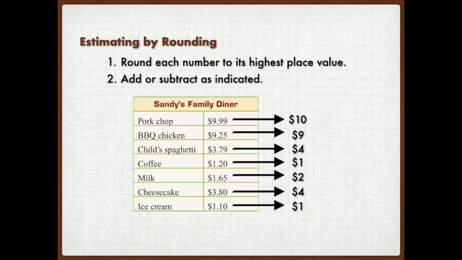Now let's go ahead and add these. Let's get the estimated total. Okay, 10 plus 9 plus 4 plus 1 plus 2 plus 4 plus 1 gives me $31. Now in your FitBin, I'm going to have you estimate the more exact total as well, and you can look at the answer key for that.